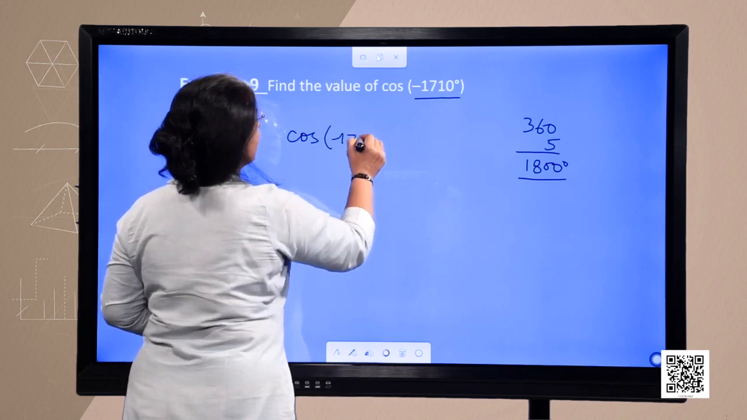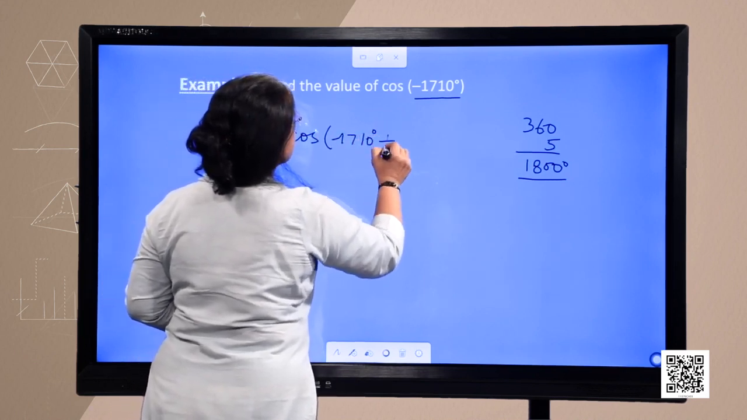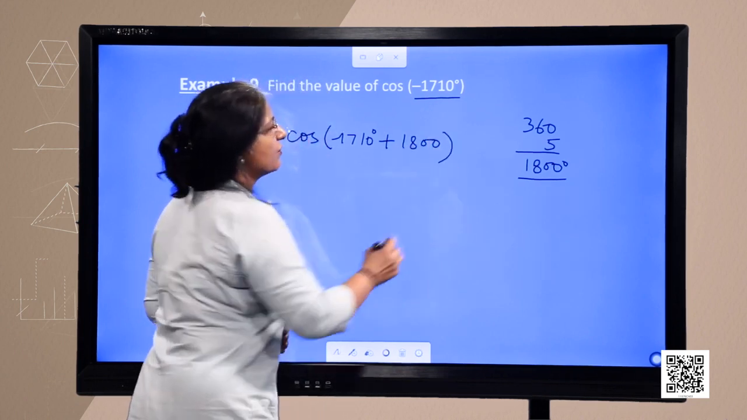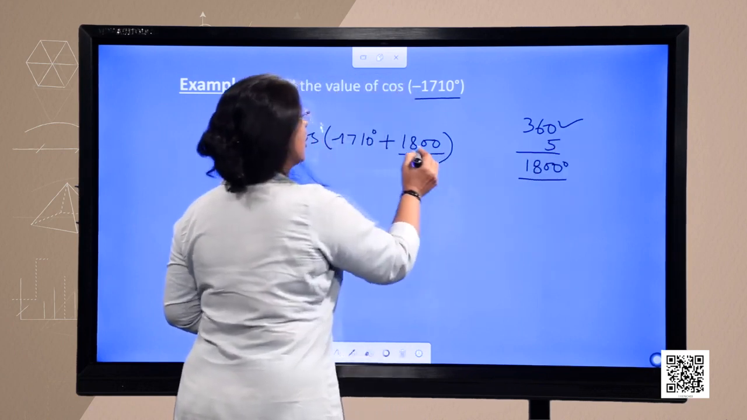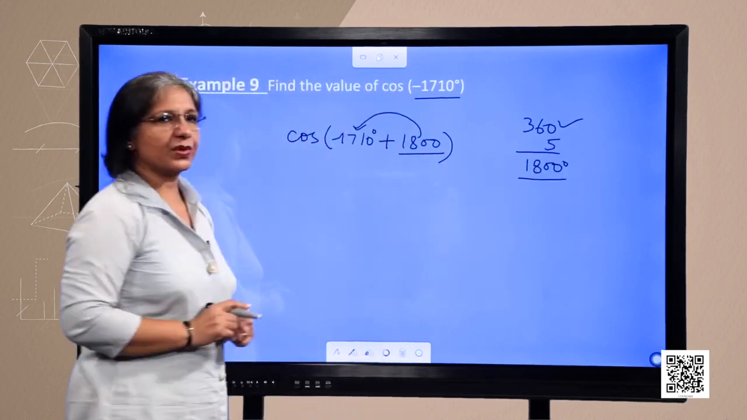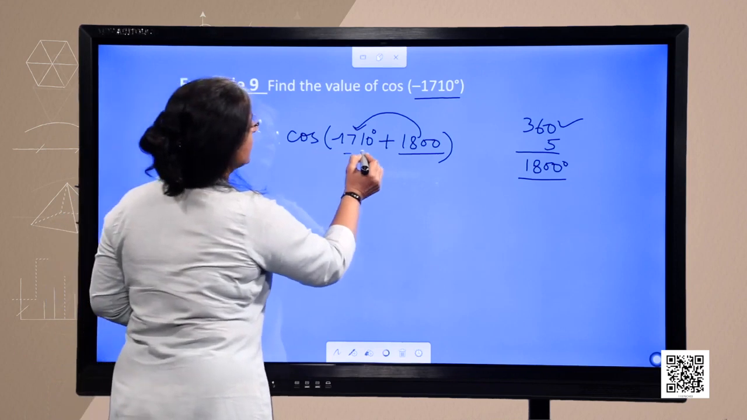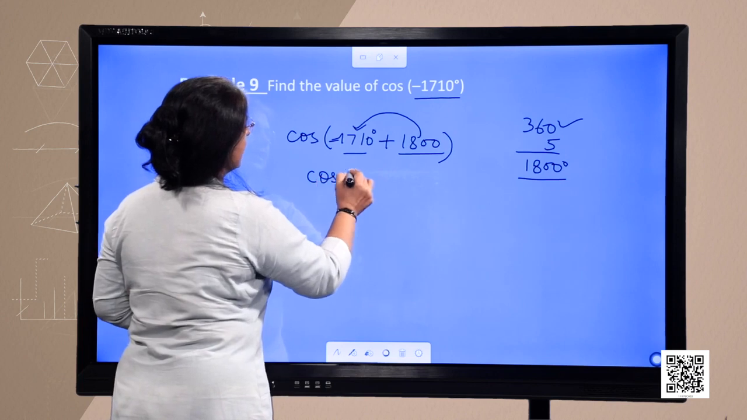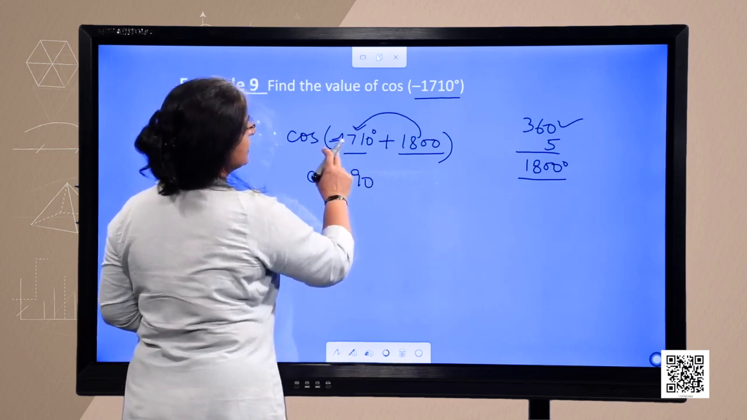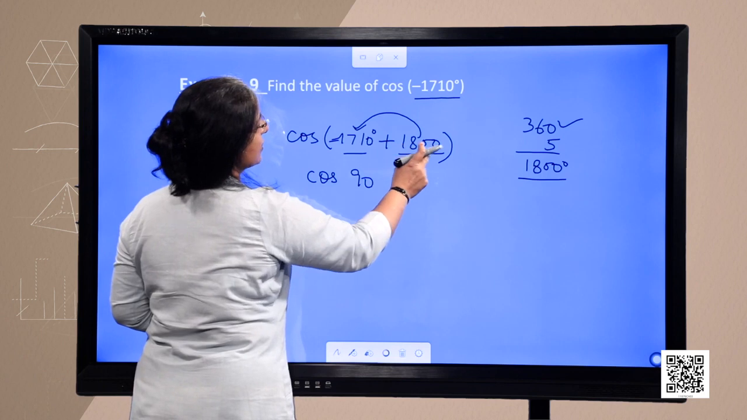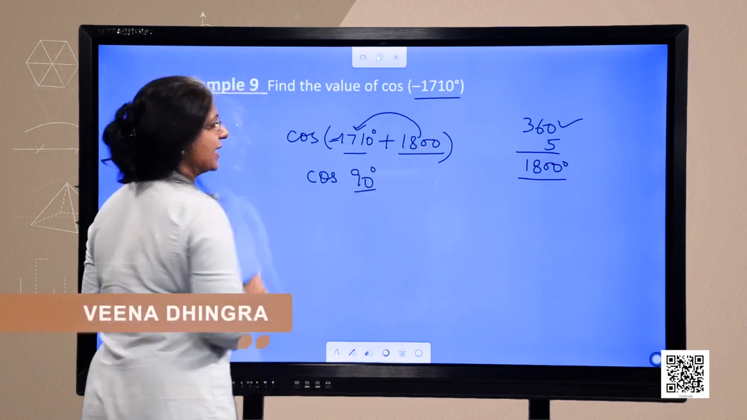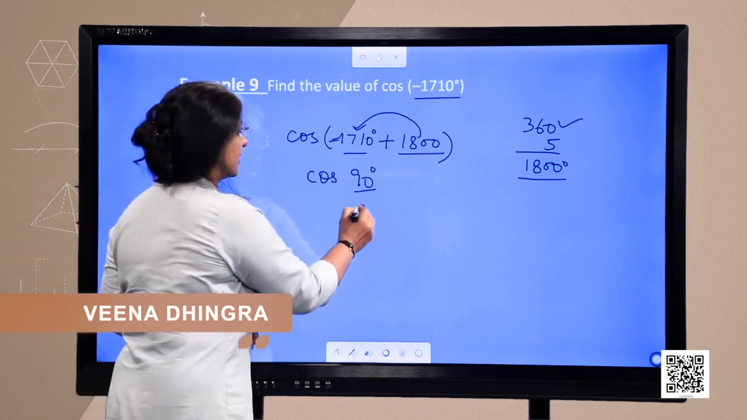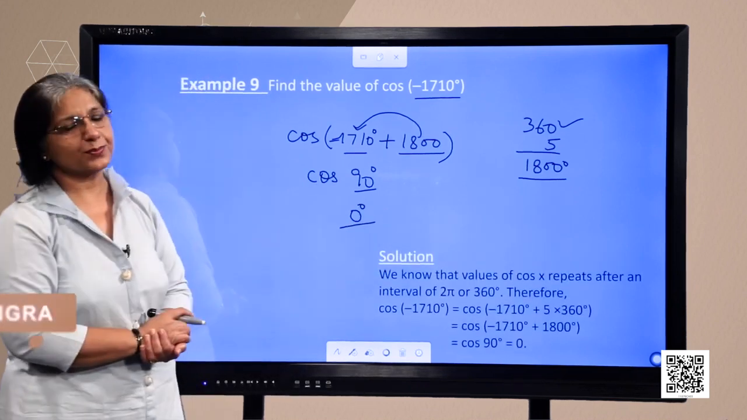Cos of (minus 1710 degrees plus 1800 degrees), which is a multiple of 360, will not affect its value, but it will help us to make this negative value positive. If we subtract 1710 from 1800, it will give us cos 90 degrees, and cos 90, as you all know, is 0. This is the solution of this problem.